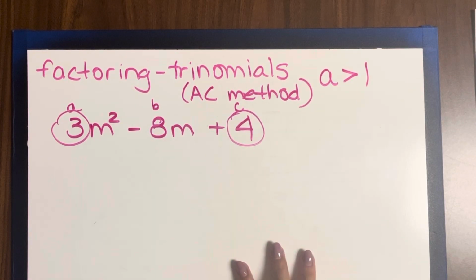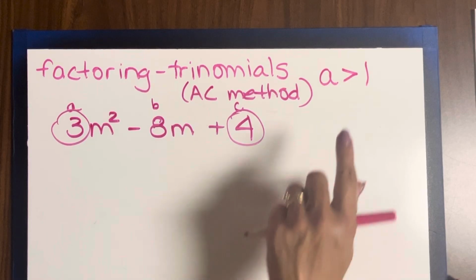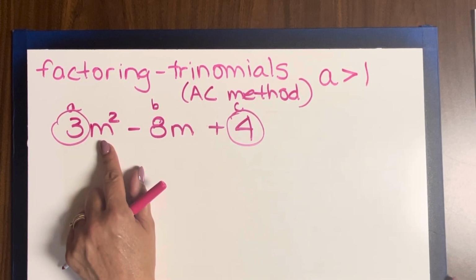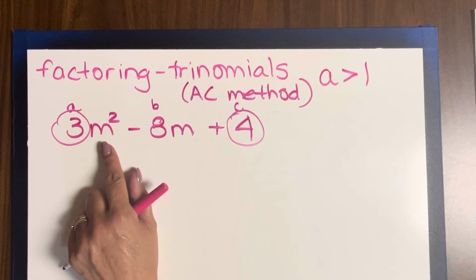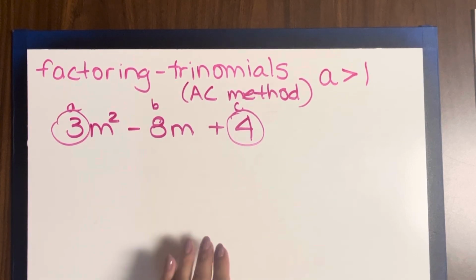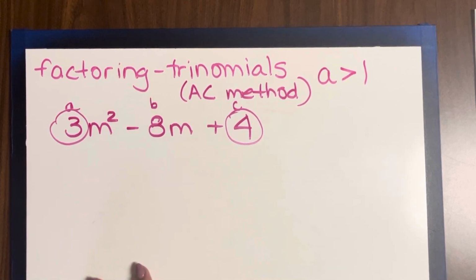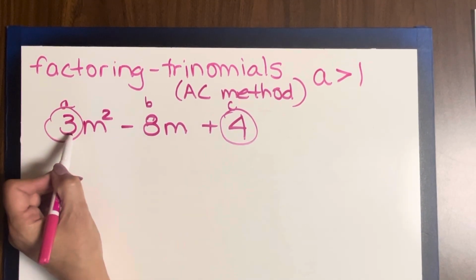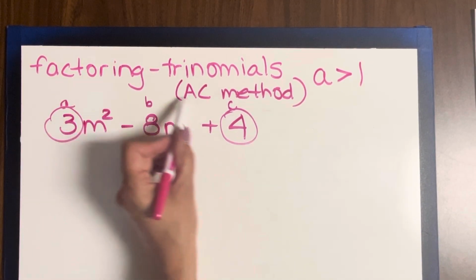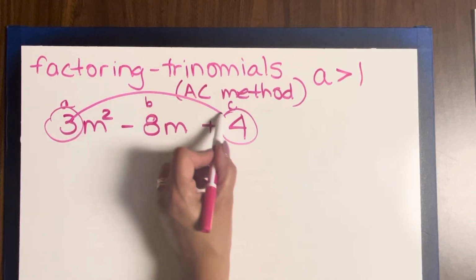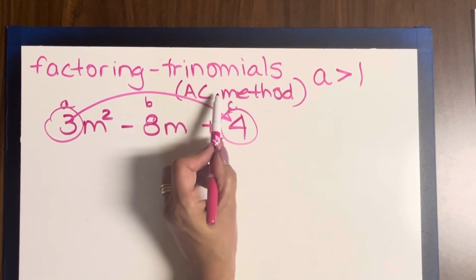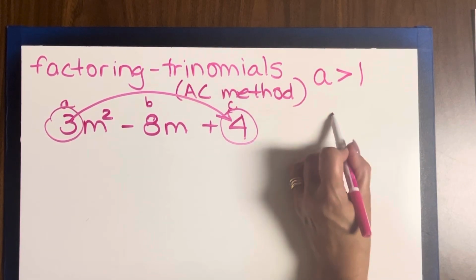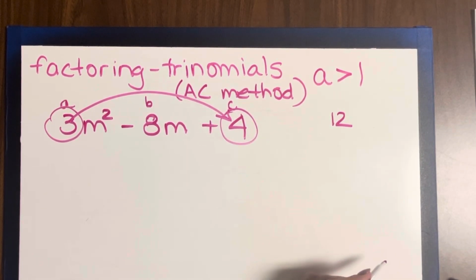So in previous problems with trinomials, when the a value was equal to 1, all we had to do was take the square root of m squared or x squared and put it in our parentheses. But now we have to do a little bit more thinking for factoring. So I'm going to take this 3 and I'm going to multiply it by the 4. This is our AC method. 3 times 4 is 12.